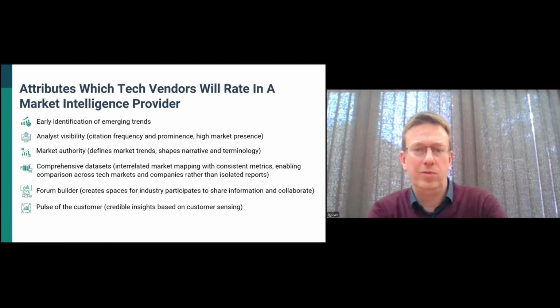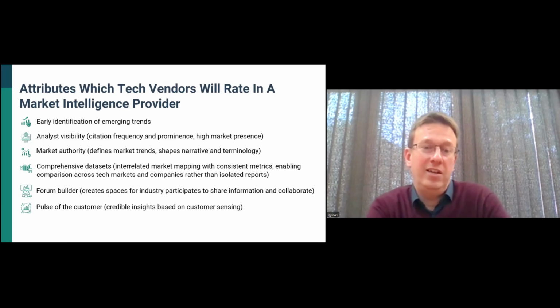I think it's also important that the analyst is visible. I think it's always good to work with analysts that have a decent market presence. That could be on social media, that could be quotations in the press, in the media, but generally, especially in the tech sector, because markets change quite frequently, that ability to react to the market changes is very, very important. And I think a decent cadence of publication is also key.